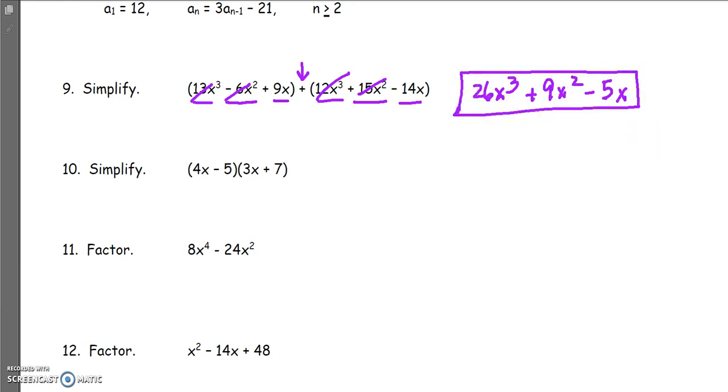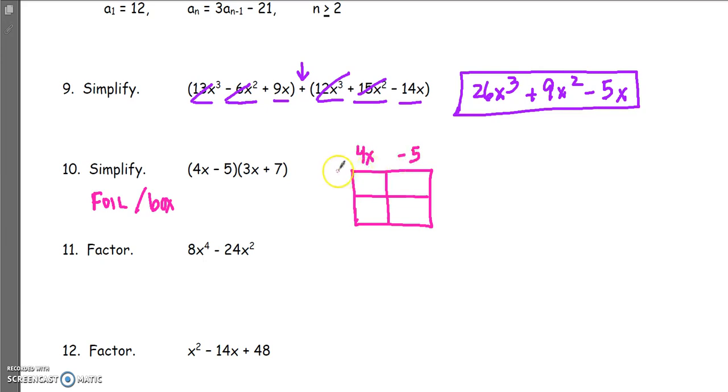Number 10 again says simplify, but this time it is a multiplication problem. And if you notice, it's 2 binomials. So we can either use FOIL or we can do the box, your choice. I think the box is probably the most comfortable one for most of us. So let me draw the box. So we have 4x minus 5, and then we have 3x plus 7.